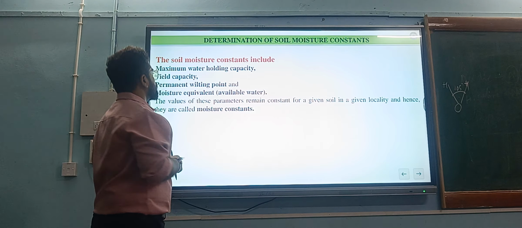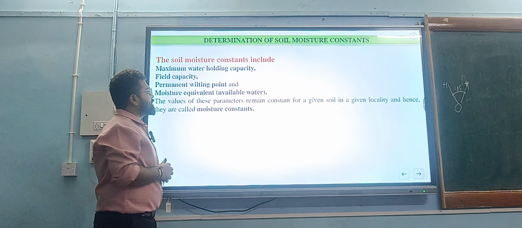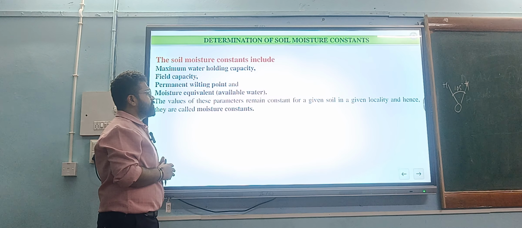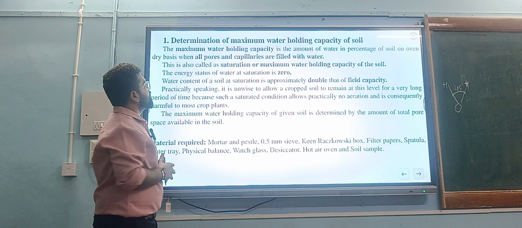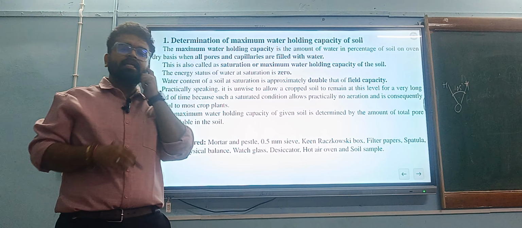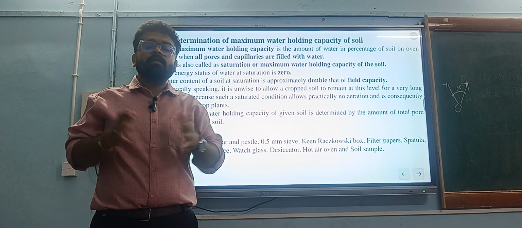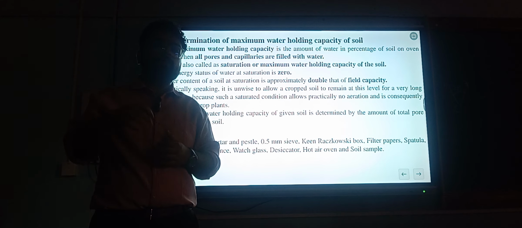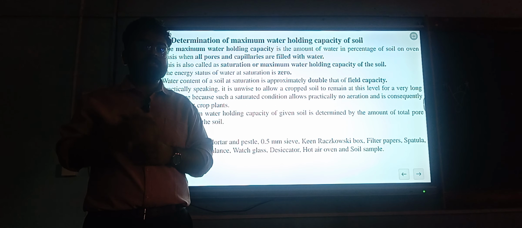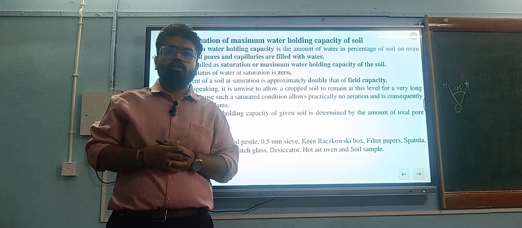The determination of soil moisture constants, such as maximum water holding capacity, field capacity, permanent wilting point and moisture equivalent, how will we do it? First we start with the determination of maximum water holding capacity of the soil. As we studied in yesterday's class, maximum water holding capacity is the state where both macropores and micropores are filled with water. We consider it as the saturation capacity or maximum water holding capacity of the soil.